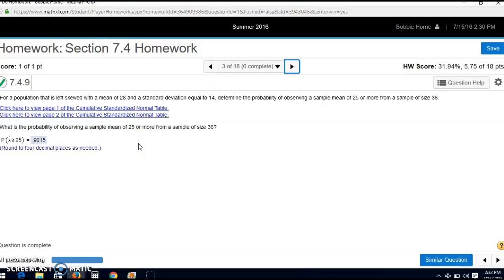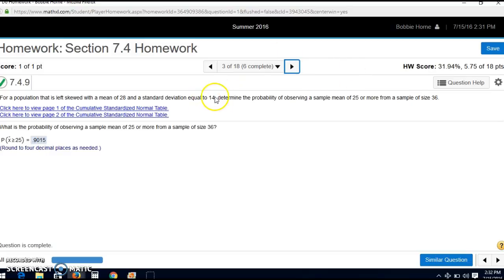Okay, so here for a population that is less skewed with a mean of 28, standard deviation of 14, and a sample mean of 25 or more, observing a sample mean of 25 or more from a sample size of 36. So the population mean is 28, standard deviation is 14. We want to find the probability of observing 25 or more. So here's that "more" thing that I was telling you about. Our sample size is actually 36. Remember, sample size is n.